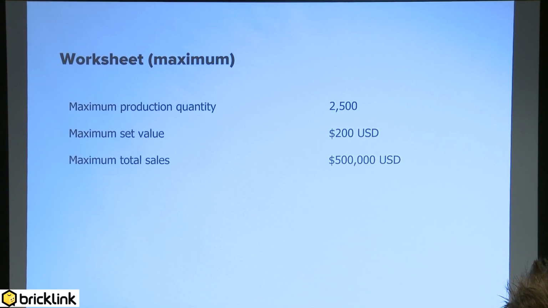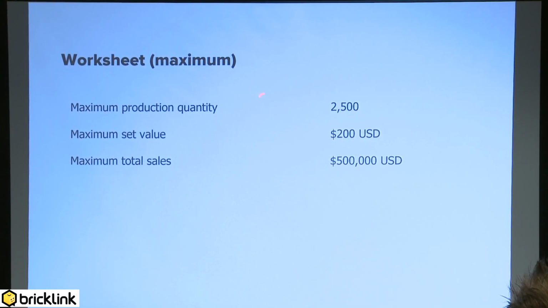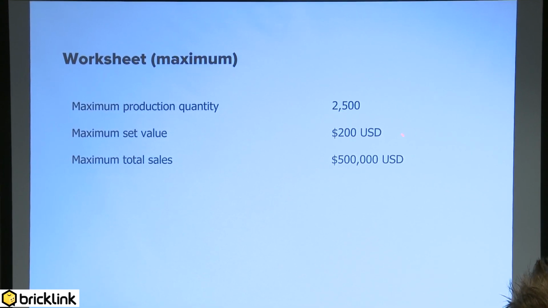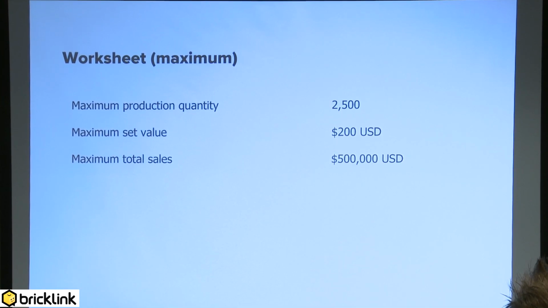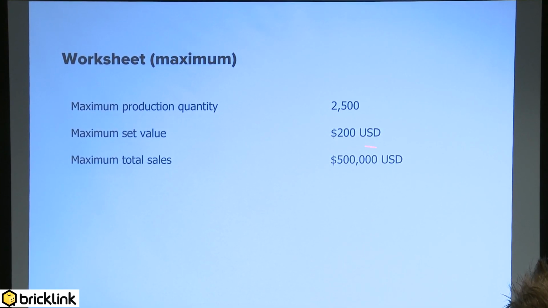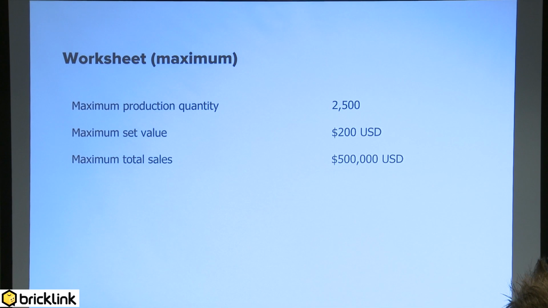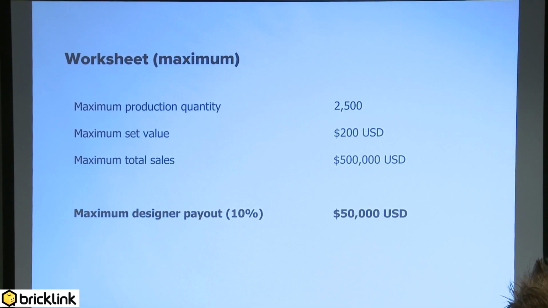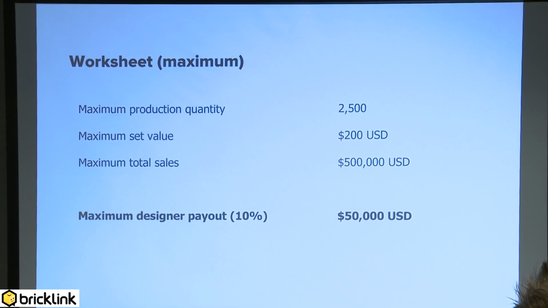If we go on to the maximum, this is produced quantity, highest set value that we're going to allow, and maximum total sales would then be that, and then you can do the math when you go here. That's 10% of what that is. So that's the range that you're in.